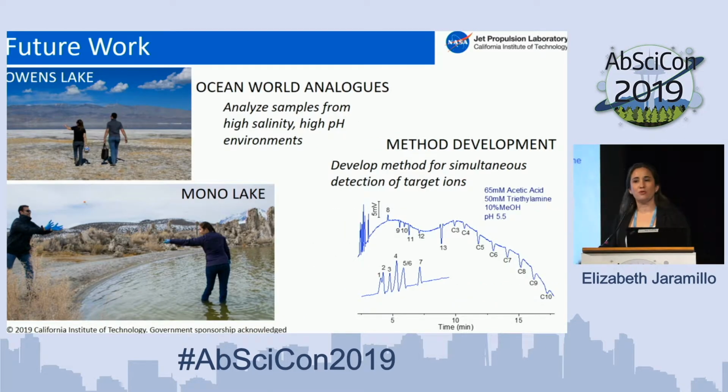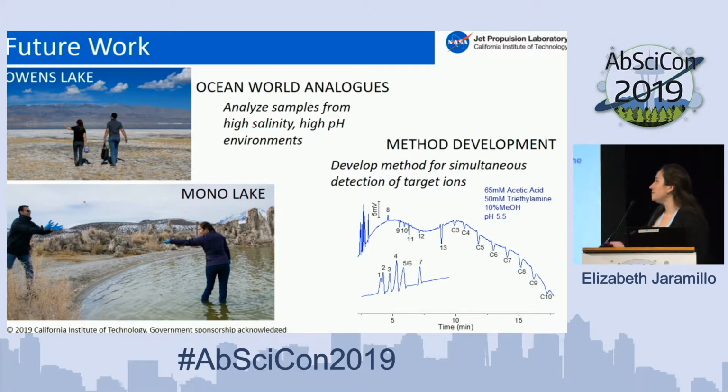So moving forward on this method, there are things we want to do. So right now we've tested in this very friendly, life-filled pool, but we want to be able to make sure that we can use this on things that are a little more analogous to the ocean worlds that we're hoping to use it on in the future. So we did some field work, and we went and collected samples from Owens Lake and Mono Lake, which are two hypersaline alkaline lake environments, which could be analogous to these. And so we're hoping to use this method to analyze those samples.